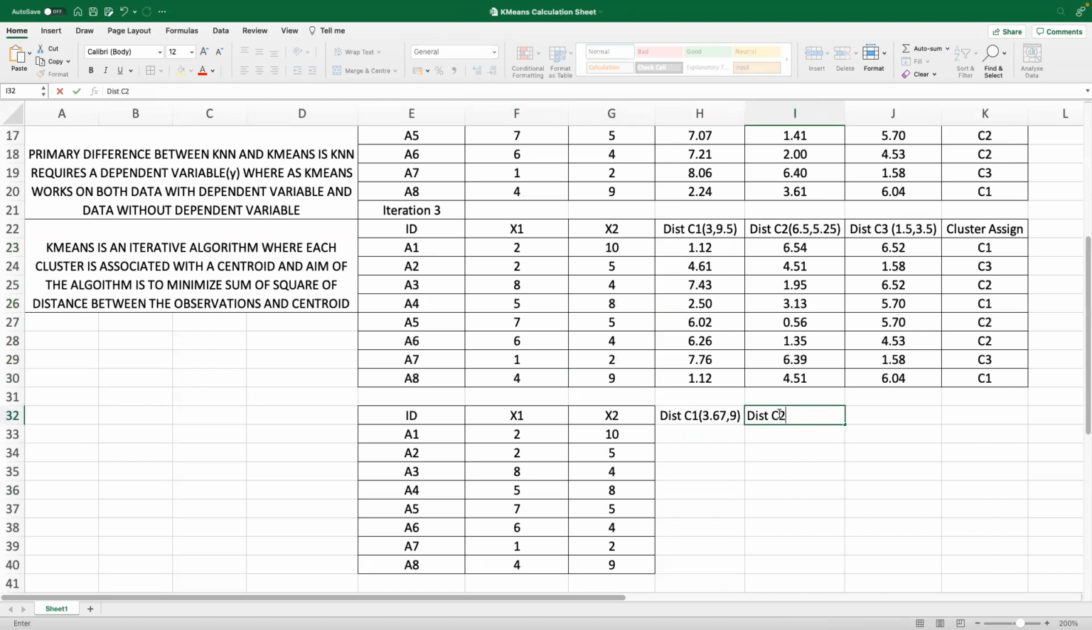Distance from cluster 2. Again, in cluster 2 we have a change. 1 cluster 2, 2, 3. So the average is 7, and then this one, 4.33. The centroid for cluster 3 remains the same because there is no change in the cluster allocation, 1.5 and 3.5. There is no change in cluster 3.